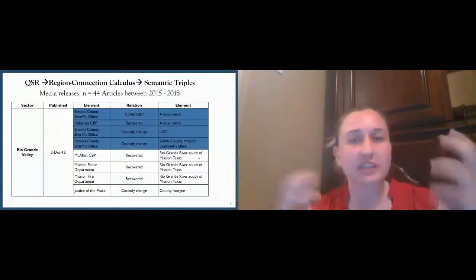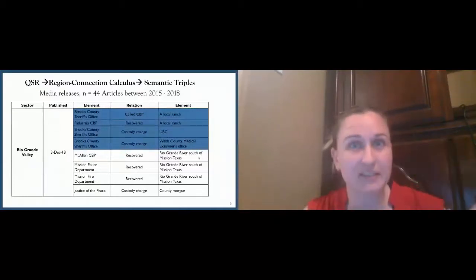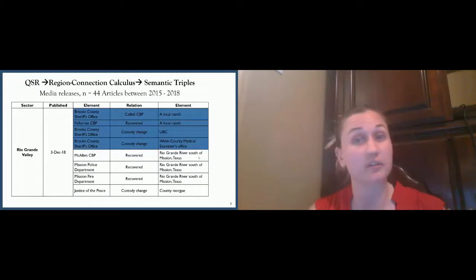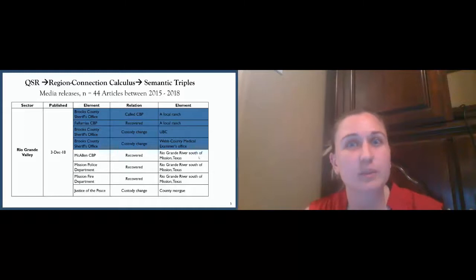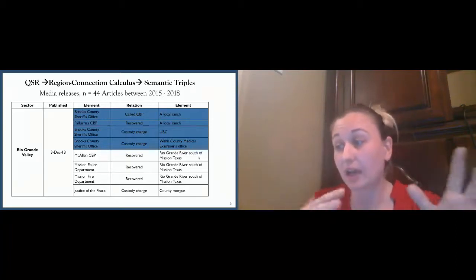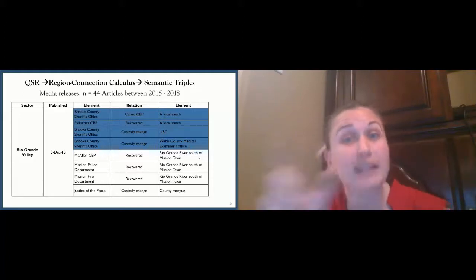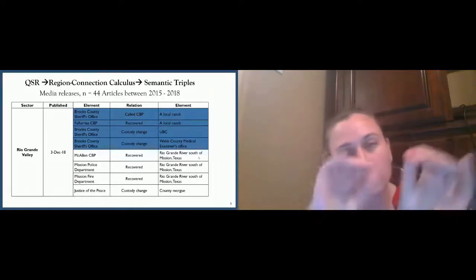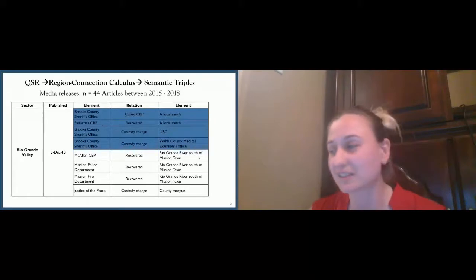So I'm sharing some of the early results from part of my dissertation research, and one technique I'm using is qualitative spatial representation, QSR. I collected media releases from U.S. Border Patrol's public affairs website. Between 2015 and 18, only 44 articles actually explicitly mention migrant death. And using region connection calculus, a language to state spatial relationships between entities, especially when the placial description is vague, this breaks it down in a semantic triple, so you can trace these relationships in space.